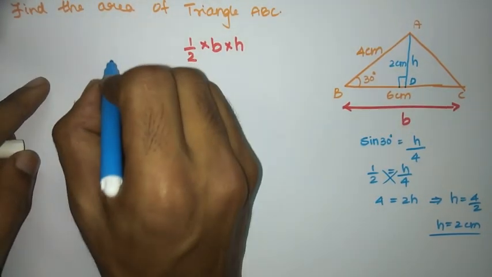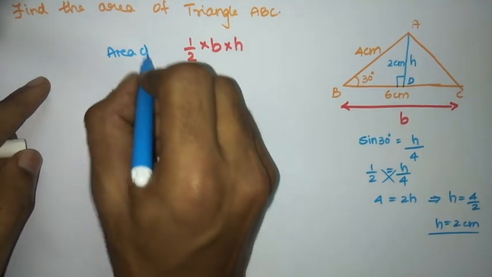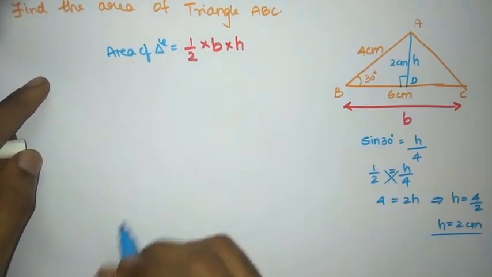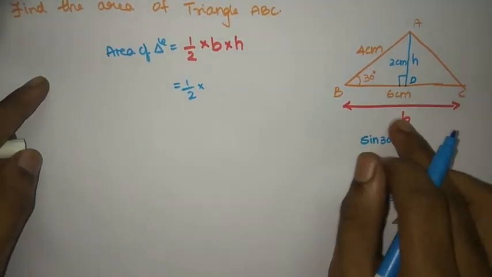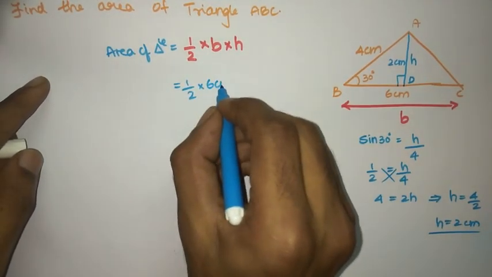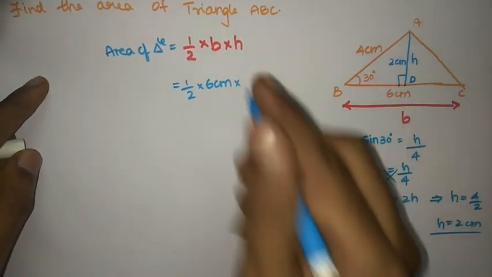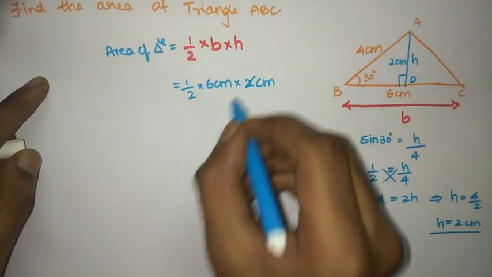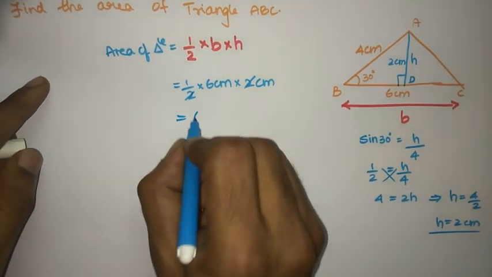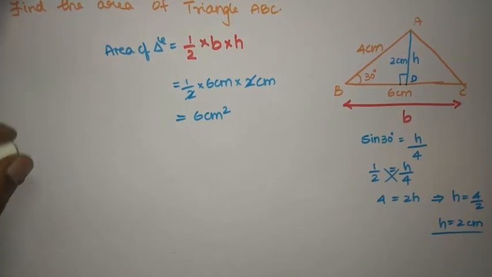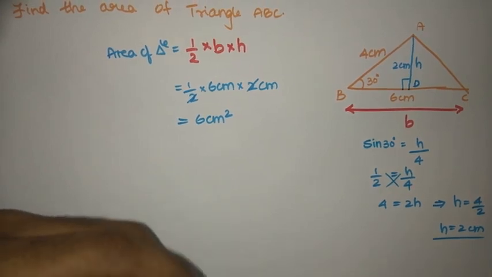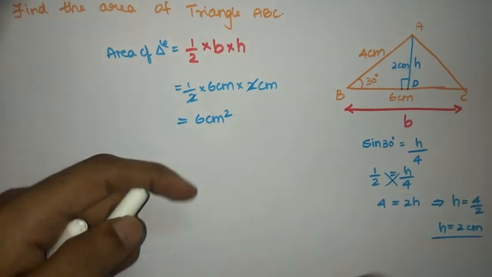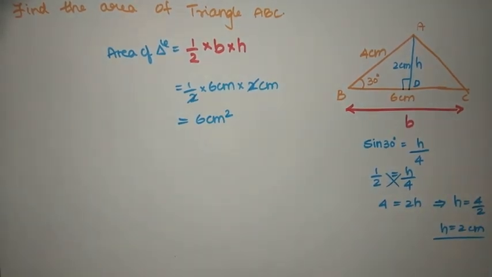So the area of the triangle equals half into base into height, which equals half into, what is the base? The base is 6 centimeters into height, which is 2 centimeters. Here 2 and 2 get cancelled out. So the answer will be 6 centimeters square. So this is how we apply trigonometry to solve these types of problems. Let us solve some more problems on this topic.